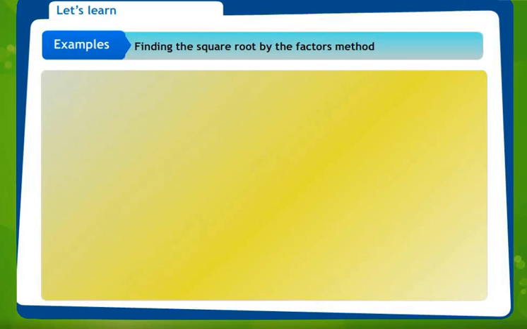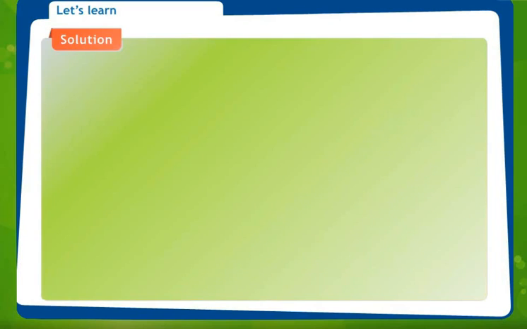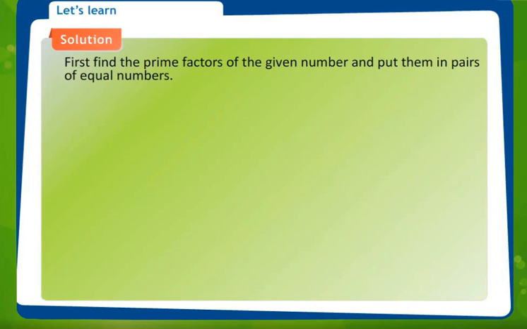Now finding the square root by the factors method, we know the factors method is basically prime factorization, where a number will be factorized into its prime factors and then we will put them in pairs and then get the equal set of numbers. And how will we solve? First by the vertical method. Let's have a look.